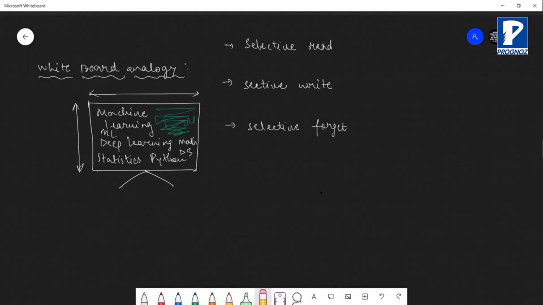Then what we will do? We will target this part maybe. Okay, we will target this part. And फिर यहाँ पे इंफॉर्मेशन भरा जाएगा, whatever. ठीक है. So what we are doing is we are selectively forgetting also, or you can say we are selectively removing the information which has already been understood or which has already been processed. Okay, that is the idea of whiteboard analogy.